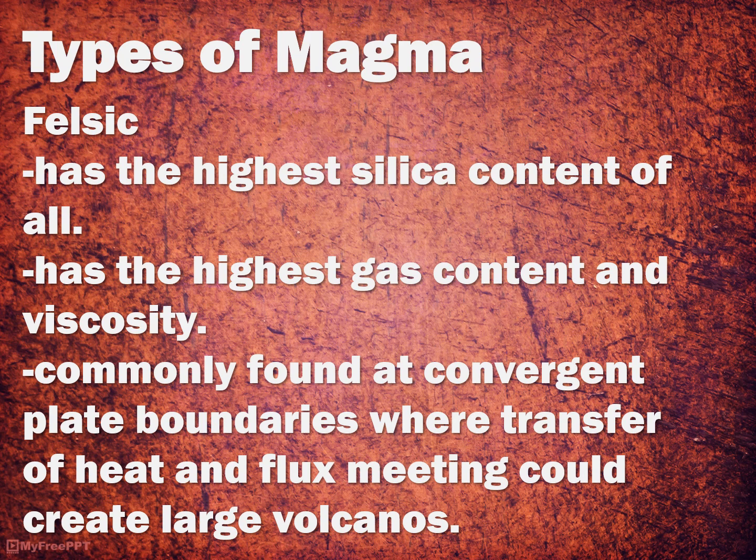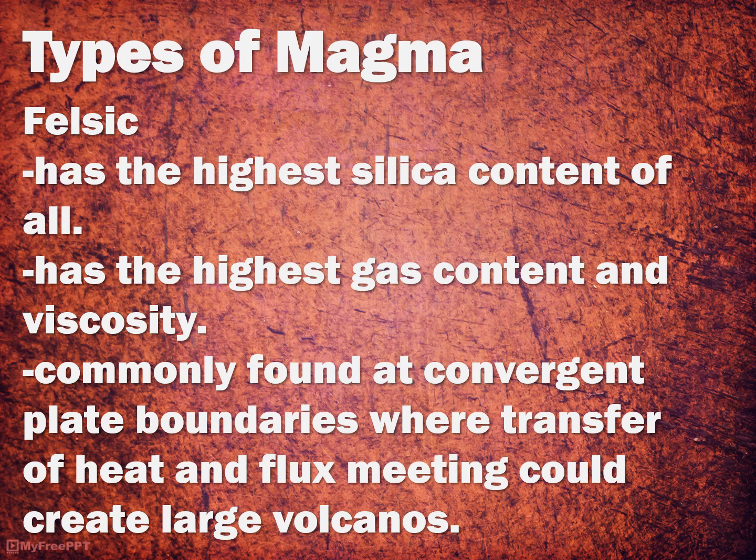It has the highest silica content of all, and the highest gas content and viscosity. It is commonly found at convergent plate boundaries, where transfer of heat and flux melting could create large volcanoes. So remember again, felsic magma contains the highest silica content. Okay, ito may pinakamadaming silica, yung silicon and oxygen natin. Ito rin na may pinakamaraming gas content. Okay, at may pinakamataas na viscosity. Malapot na malapot po ito.